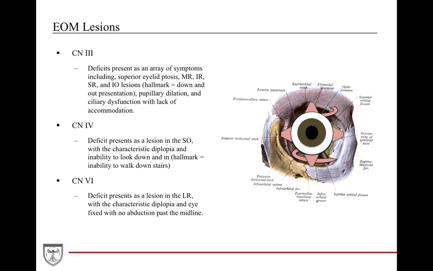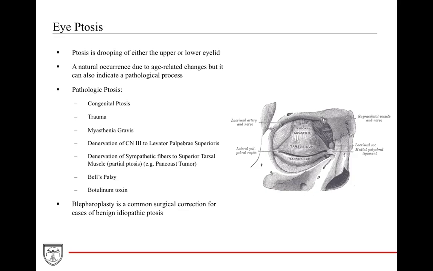Trochlear lesions, these are the people that can get diplopia and can't walk downstairs. That's how you're going to know this one. Cranial nerve 6, abducens, how are you going to pick this one up? This is where you're going to get diplopia, and you cannot move the eye past midline. They cannot abduct, move their eye laterally. Then you can get ptosis. So we talked about it before.